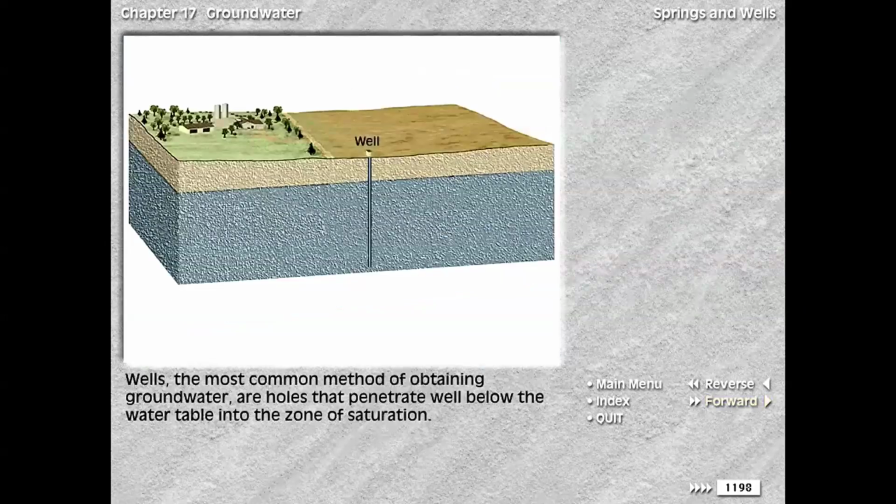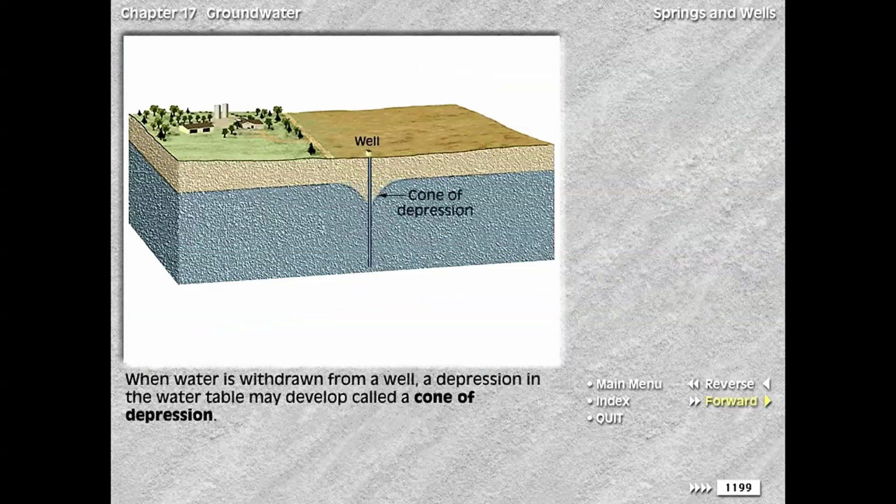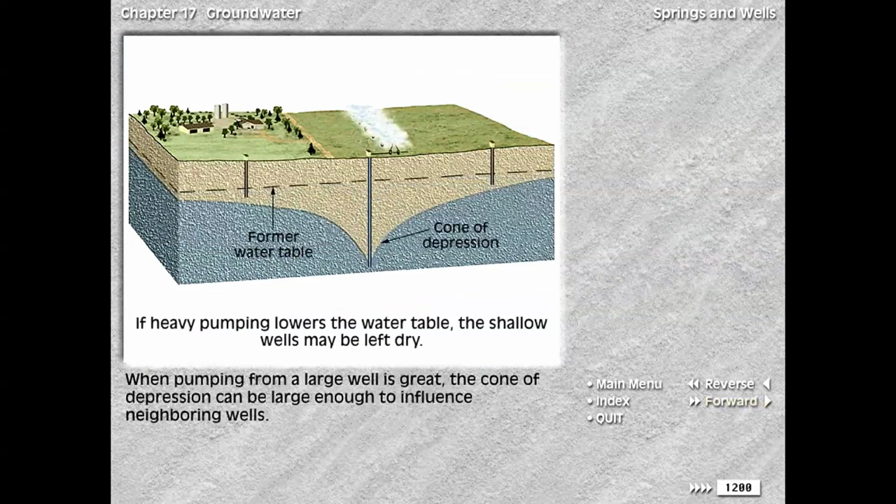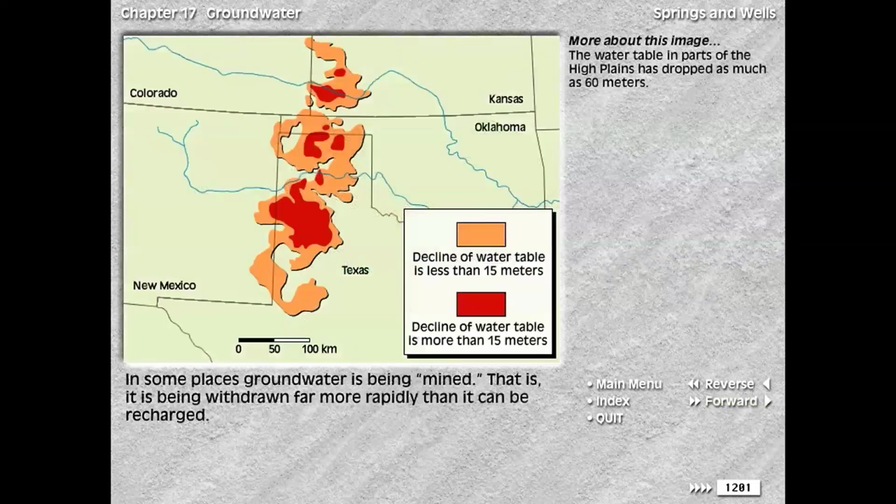Wells, the most common method of obtaining groundwater, are holes that penetrate well below the water table into the zone of saturation. When water is withdrawn from a well, a depression in the water table may develop called a cone of depression. When pumping from a large well is great, the cone of depression can be large enough to influence neighboring wells.